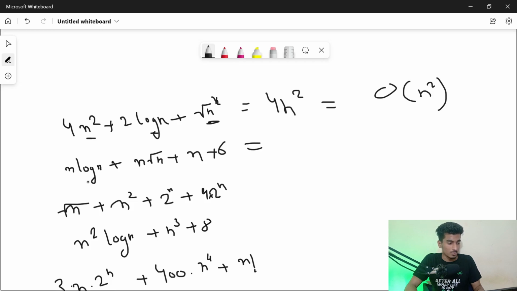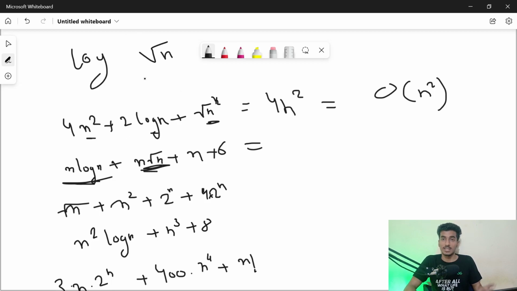And in this one, we have to take the greatest value. This is n log n, this is n root n. How can we know which one is greater, n log n or n root n? So log n or root n, which one is greater? You can try putting in some large values, and you can see root n is greater. So we will take n root n. That is our time complexity, n root n.